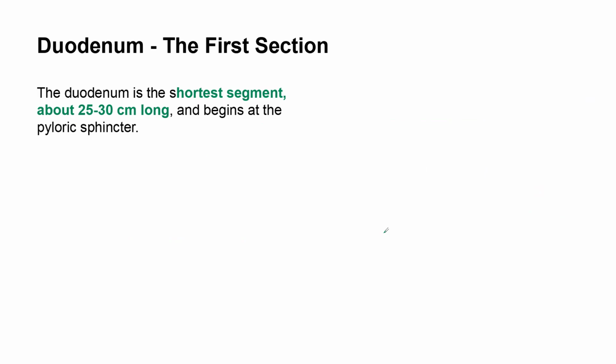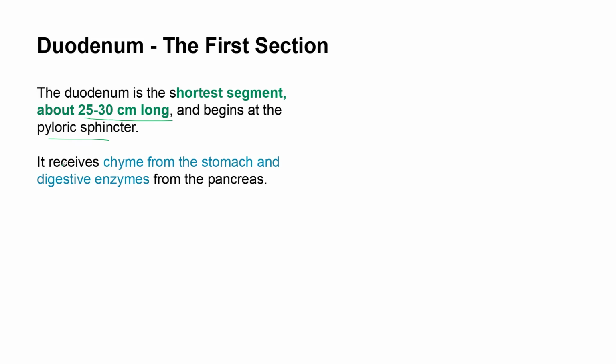The next thing is the duodenum, which is the first section of the small intestine. The duodenum is the shortest segment, about 25 to 30 centimeters long, and it begins at the pyloric sphincter. So this is where it starts.